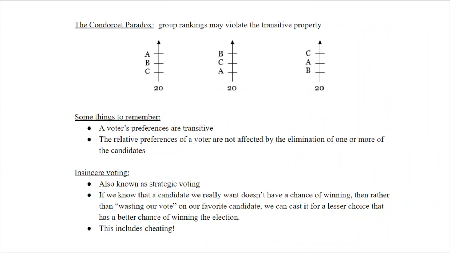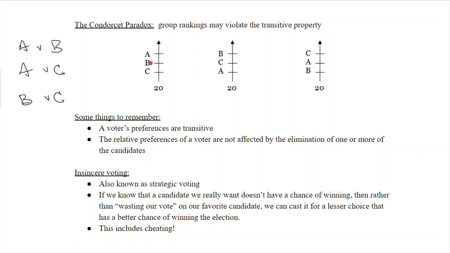Now, you remember how I mentioned that there are issues with every single voting method? Well, the issue with the Condorcet method is called the Condorcet Paradox. That means that group rankings may violate the transitive property. So if 20 people rank their preferences A, B, C, 20 have B, C, A, 20 have C, B, A, and I go through and do all of the head-to-head matchups. A versus B, A versus C, and B versus C.